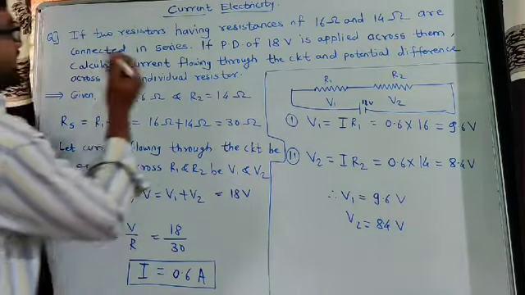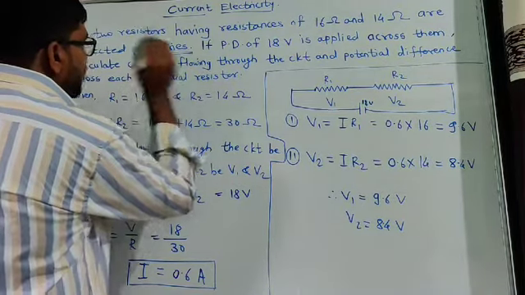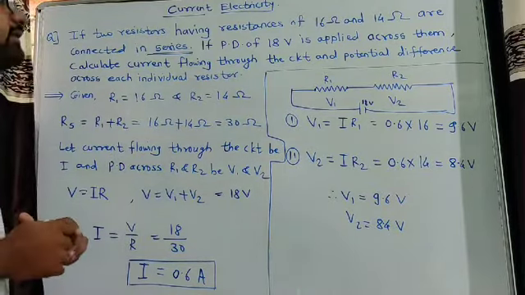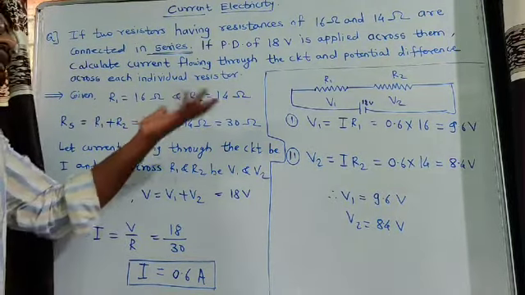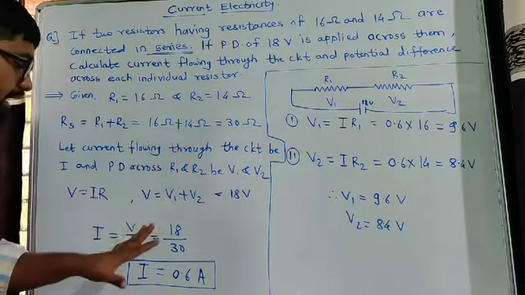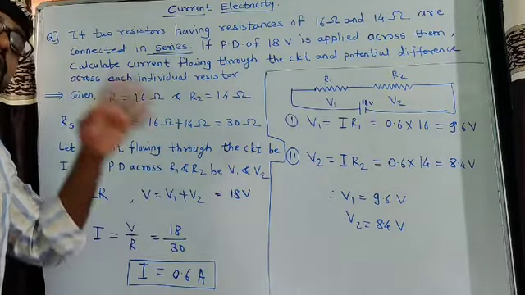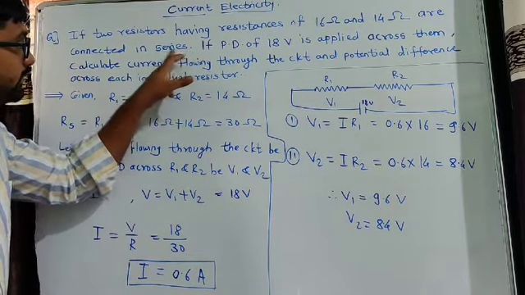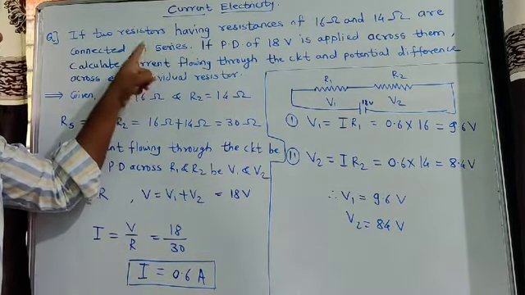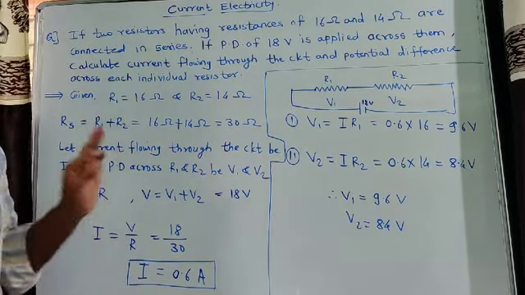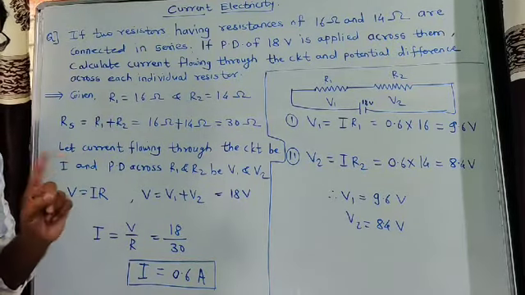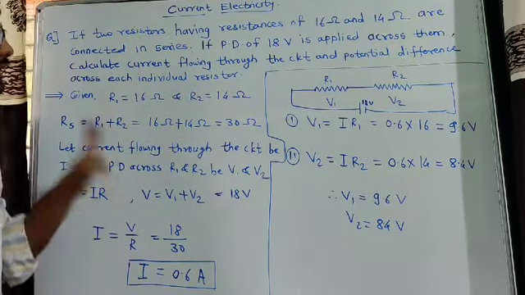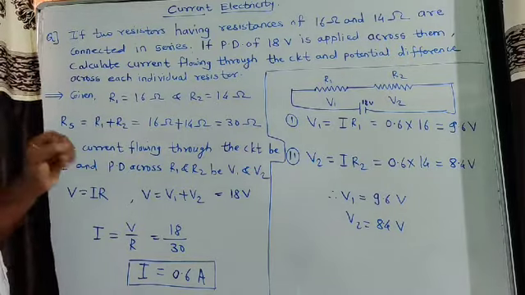Look, this word series is important. If these two resistors were connected in parallel, then we would have to use different formulas. So we have to read the problem very carefully. We have to find out whether the resistors are in series or in parallel. First of all, we have to find that out very carefully.